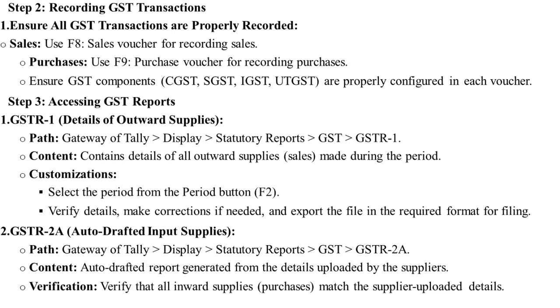2. GSTR2A, auto-drafted input supplies. Path: Gateway of Tally, Display, Statutory Reports, GSTR2A. Content: auto-drafted report generated from the details uploaded by the suppliers. Verification: verify that all inward supplies, purchases, match the supplier uploaded details.